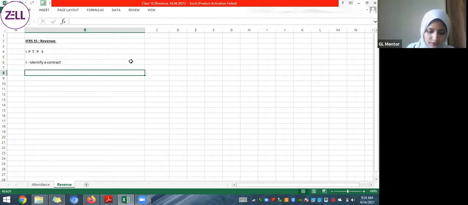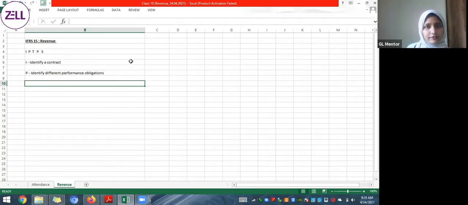If you don't do this, then there is a possibility of fraud, because if you have not identified the elements, then how do you allocate the price to the elements? So it's very important to identify the elements. So P: identify different performance obligations.